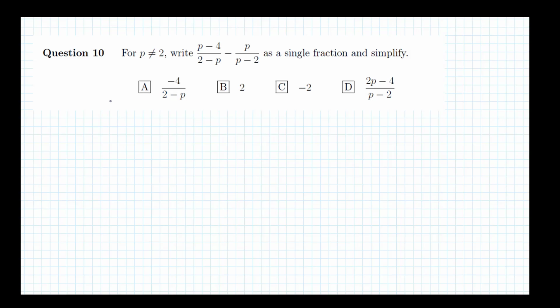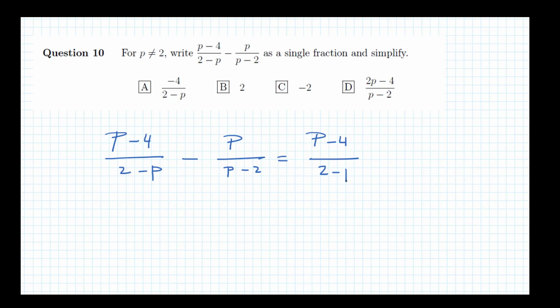In question 10, for p not equal to 2, write p minus 4 over 2 minus p divided by p minus 2 as a single fraction and simplify. In order to reduce these two fractions to the same denominator, we remark that the two denominators are almost the same, since we have 2 minus p as the first one and p minus 2 in the second fraction. As a first step, we keep the same fraction as it is, and for the second fraction, we can put minus 1 as a common factor in the denominator. So we get p minus 4 over 2 minus p minus p over minus p plus 2.